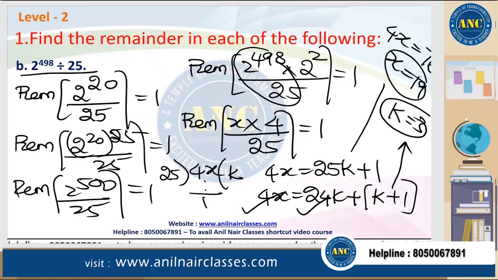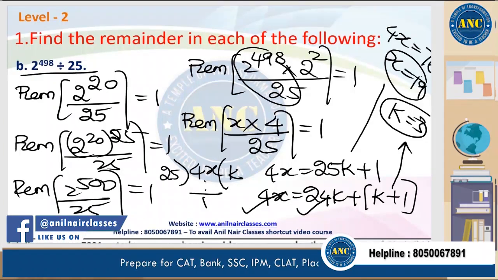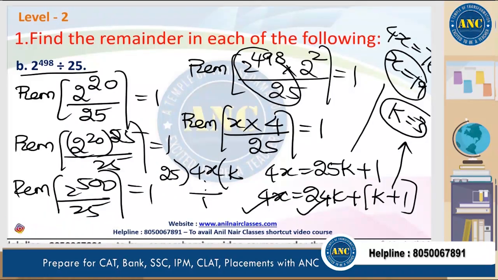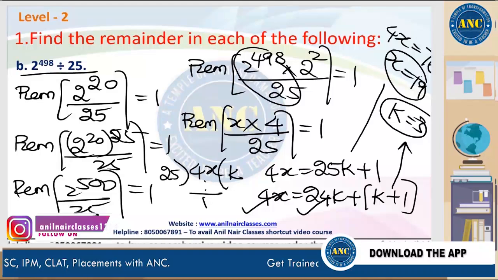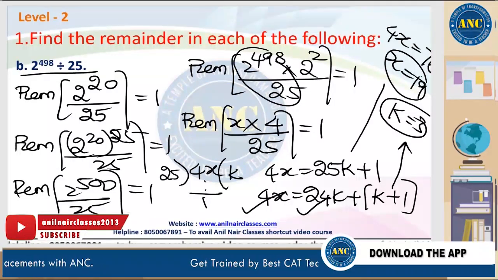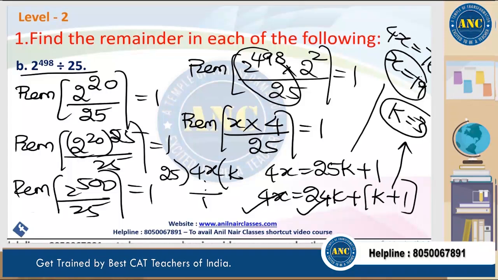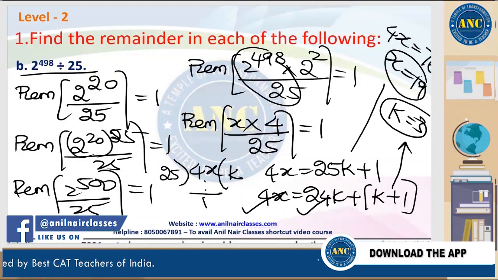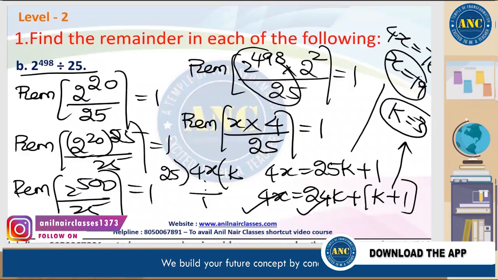Instead of doing 2 power 18 by 25, it is good if you do the reverse process. What is the reverse process? Because 25 is a composite number, I can use Euler's quotient function. 2 power 20 by 25 is 1. What is the multiple of 20 till 500? 2 power 500 by 25 is 1. From 500 I require 498. So 2 square into 2 power 498 by 25 is 1.